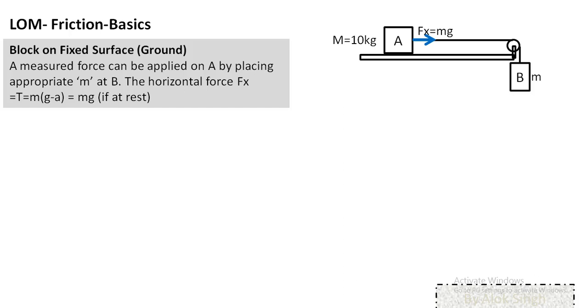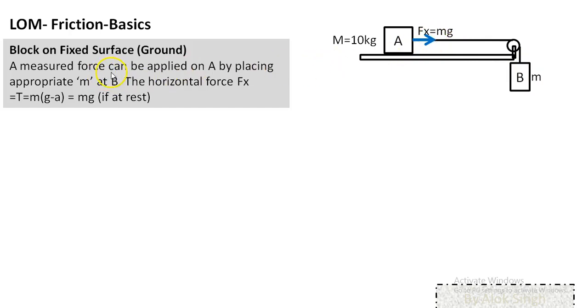How about magnitude? To understand magnitude, let's imagine an experiment. The experiment setup is shown here, the block on a fixed surface, which could be ground. The block is placed on a fixed surface, which is rough. In this arrangement, a measured force can be applied on A by placing appropriate mass at B. So by changing the mass of B, we can change the force Fx which is acting on the block A, and if we know the magnitude of M, we'll also know the magnitude of the force which is acting.